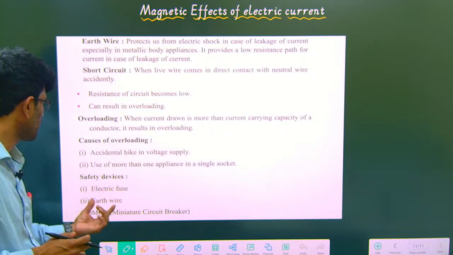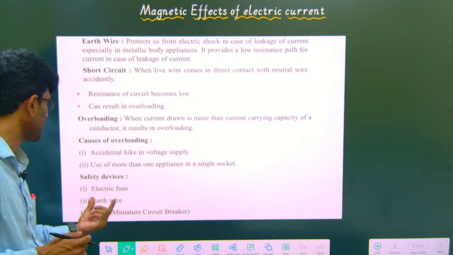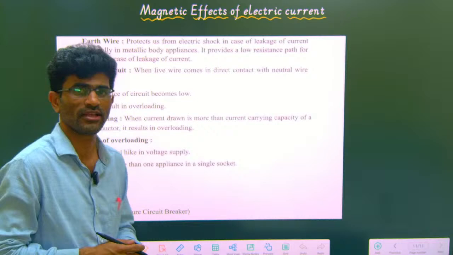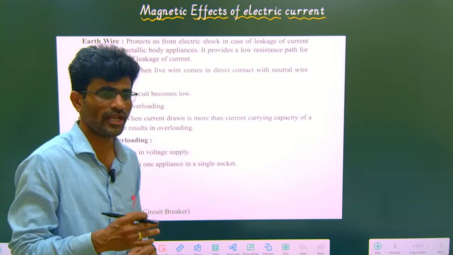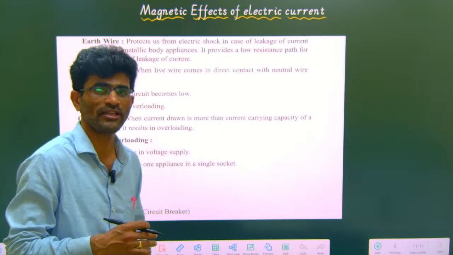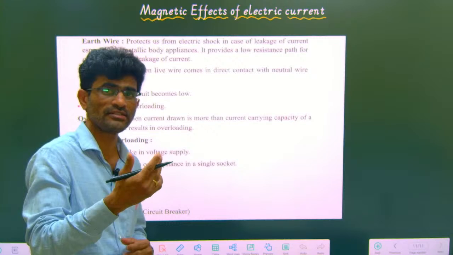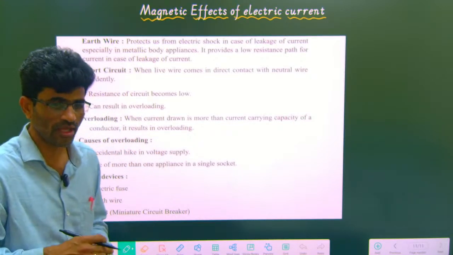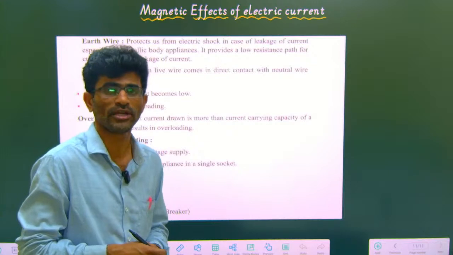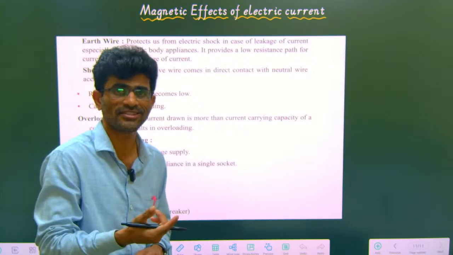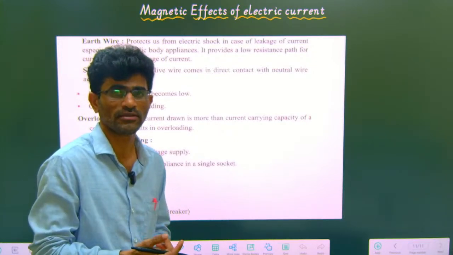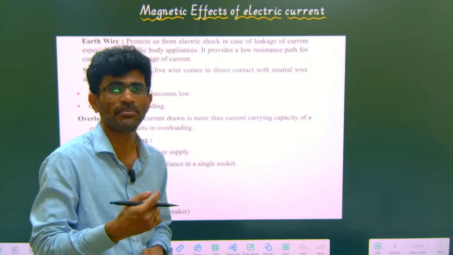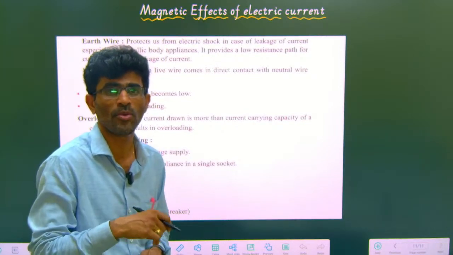So the electric fuse and earth wire are the safety devices. What are the safety devices? Electric fuse and earth wire. Here we did not discuss the electric fuse. An electric fuse is a device which has high resistance and low melting point. The characteristics of an electric fuse are what? High resistance and low melting point. Why? Because when there is high resistance, it can produce heat, and due to that heat, at a certain level, it will melt because of its low melting point.